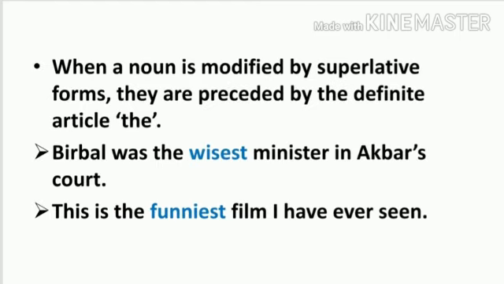So the next rule is we always use the definite article the before the superlative degree. For example, Birbal was the wisest minister in Akbar's court. We can't say Birbal was wisest minister in Akbar's court. Okay, this is the funniest film I have ever seen.